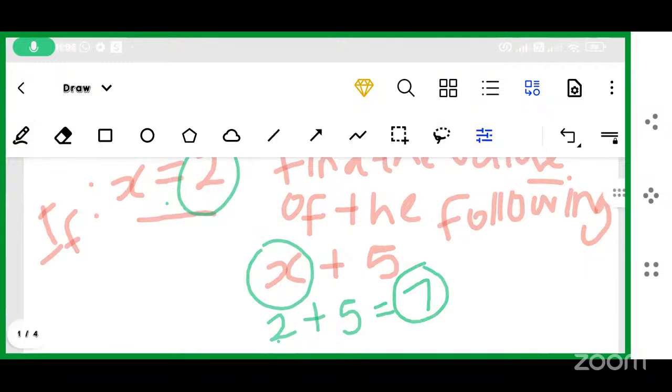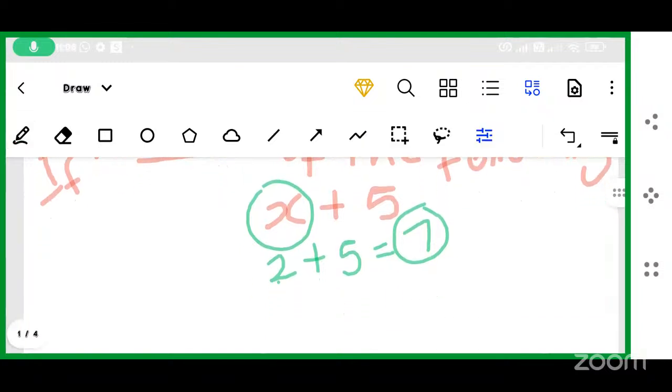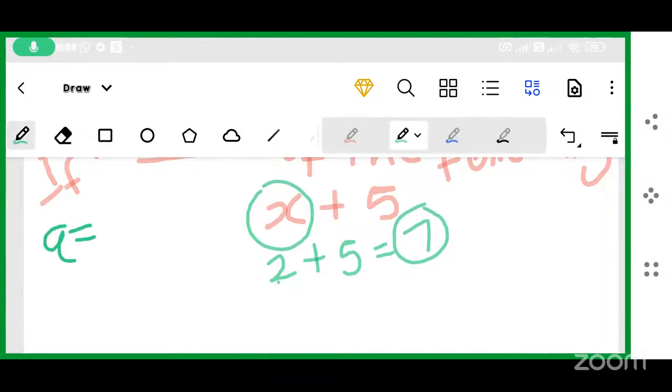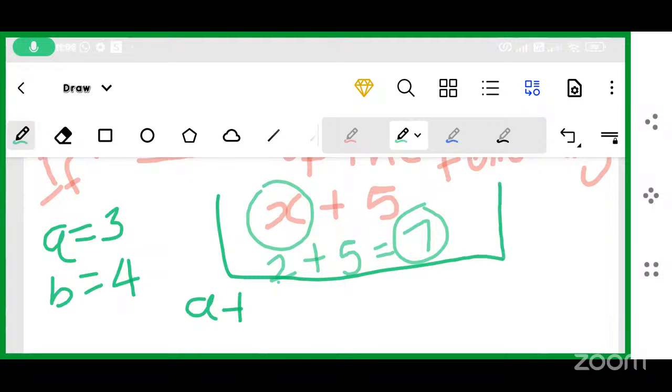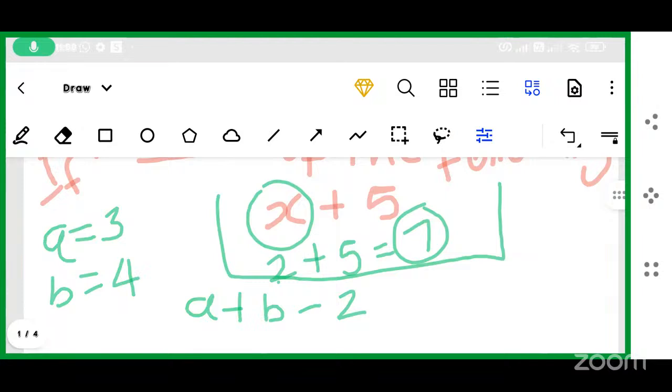Let me give you the last example of the introduction, and then we dive into the topic. Let's say A equals 3 and B equals 4. Let me draw a box here. What is the value of A plus B minus 2? What do you think you're going to do there?